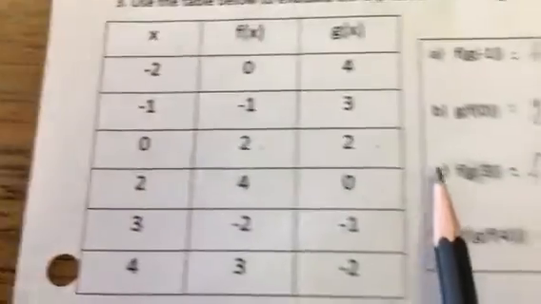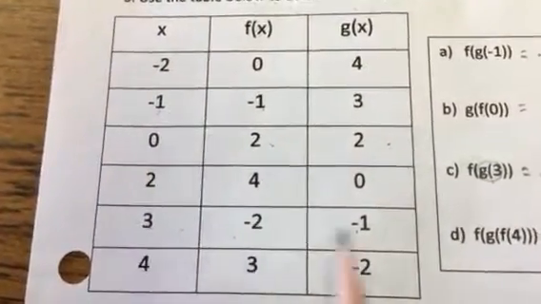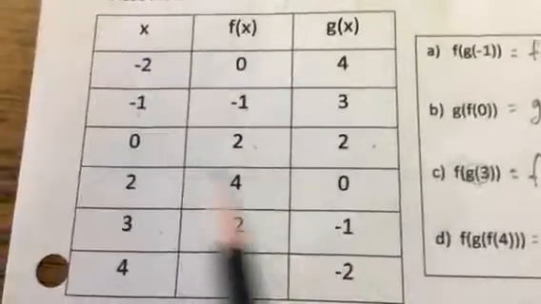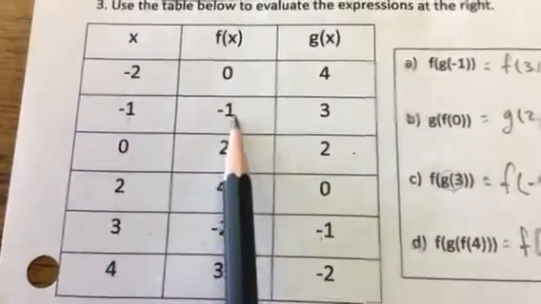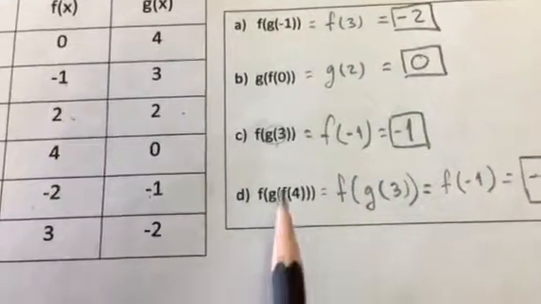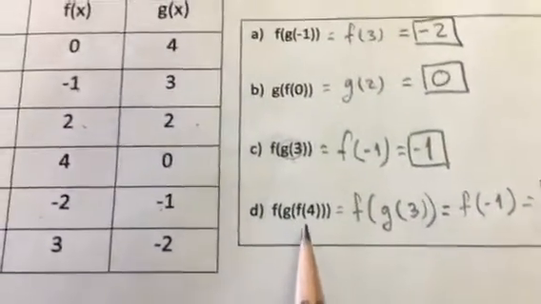F of g of 3. Here's 3 on the input column. G of that is negative 1. So I want f of negative 1. Negative 1 on the input column in the x column gives me negative 1. That equals negative 1. Finally, we got triple whammy here.